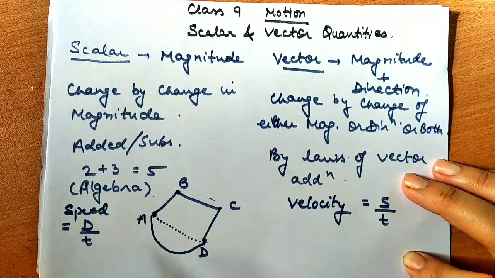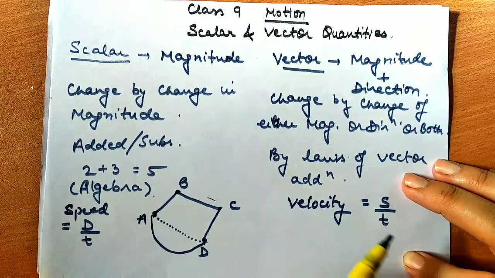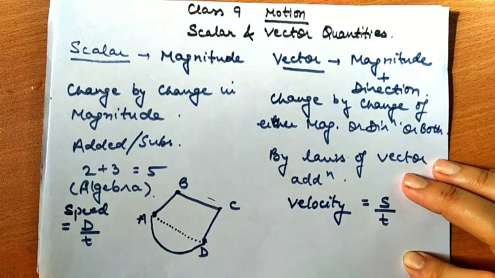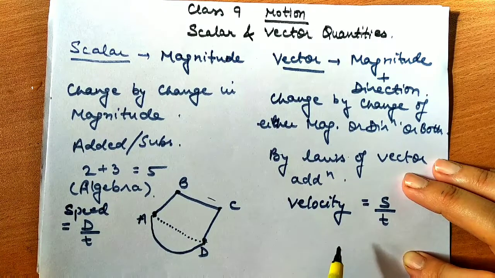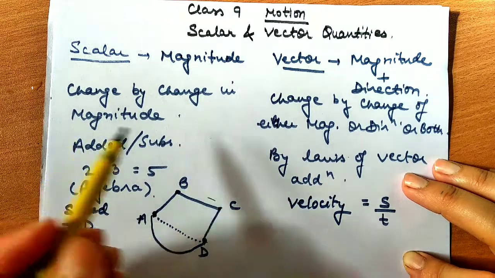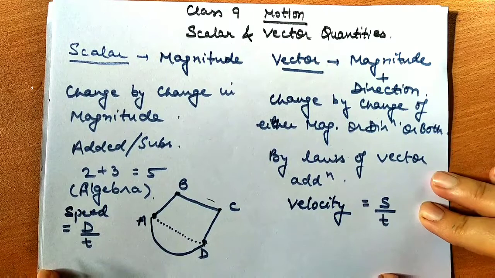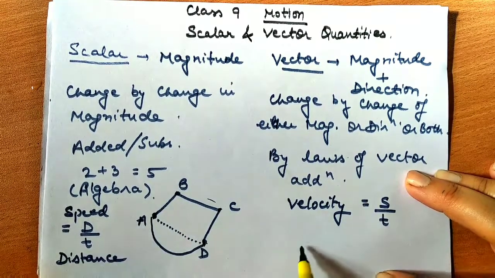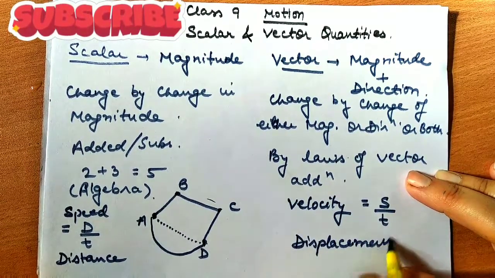Speed tells us how fast an object can move. Velocity tells us how fast as well as in which direction it moves. So we come to know the direction from velocity. And thus speed is a scalar quantity and velocity is a vector quantity. Clear? So this is the basic knowledge about scalar and vector quantity with their examples. Distance and speed are scalar quantities, whereas velocity and displacement are vector quantities.